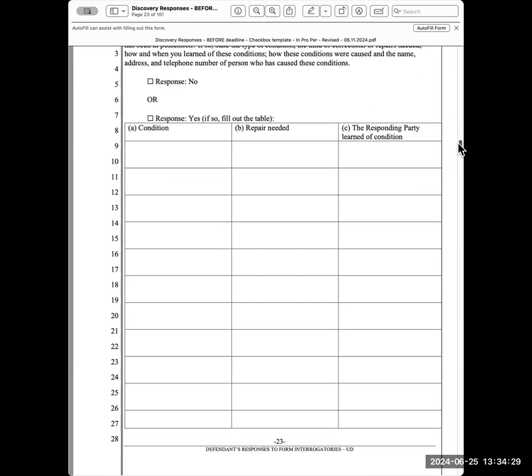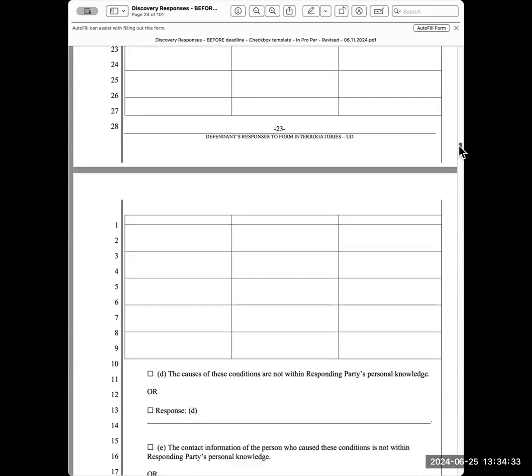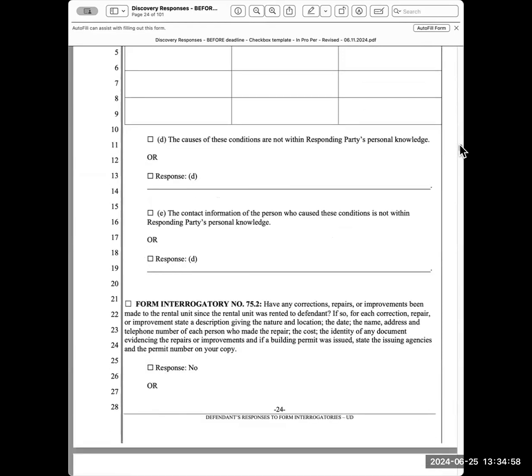And then there's a subsequent question about notifying the landlord. We'll get to that one soon. The rest of the question is about whether you know the causes of those conditions. If not, you check here. If you do, you check here and put in the response. This one's asking for the contact information for the person who caused the specific condition. If you don't know a specific person who caused the condition, you check here. If you do, you check here and put in the response.